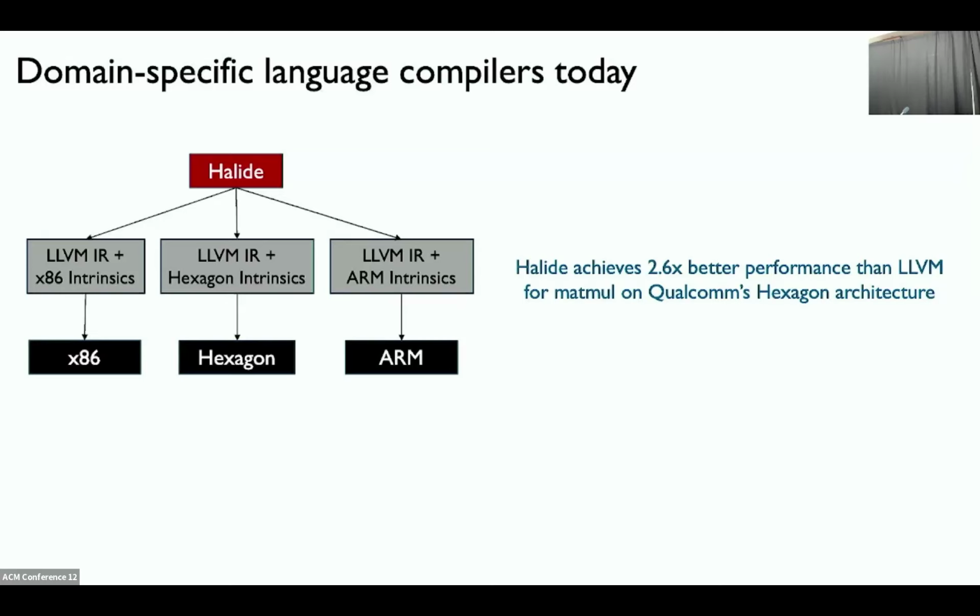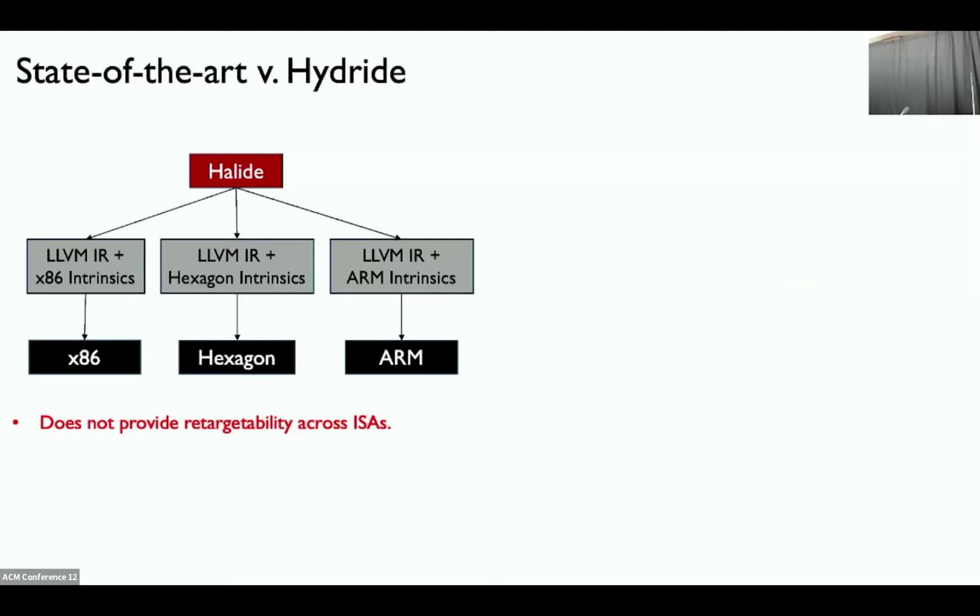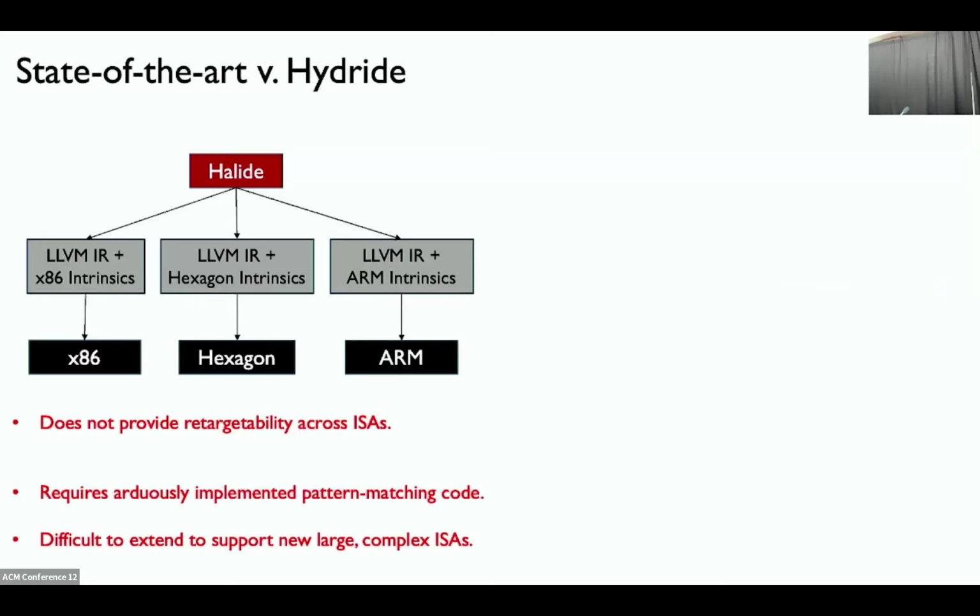But this approach to developing compilers has a number of limitations. It does not provide retargetability across ISAs. It requires arduously implementing pattern matching code for every single backend, pattern matching Halide code to target specific code, and takes a lot of manual effort and time. And it is difficult to extend the backends or add new backends, especially for large, complex instruction sets.